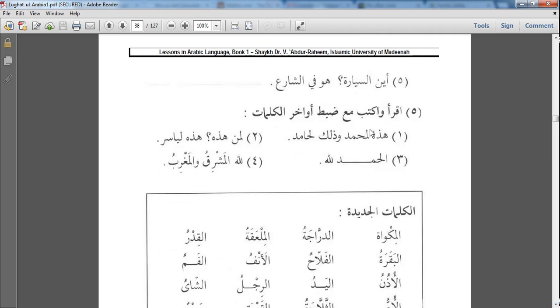أين السيارة؟ Where is the car? هو في الشارع would be incorrect because سيارة is feminine, so you're supposed to say هي في الشارع.